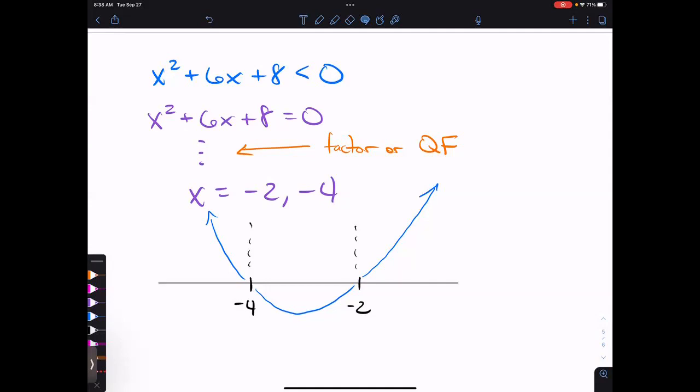Or if you prefer, you can do the thing where you test points, right? -5 maybe, and -3 and 0. If you plug those in, for example, if x equals 0, 0 squared plus 6 times 0 plus 8, that's 8. Is 8 less than 0? No.